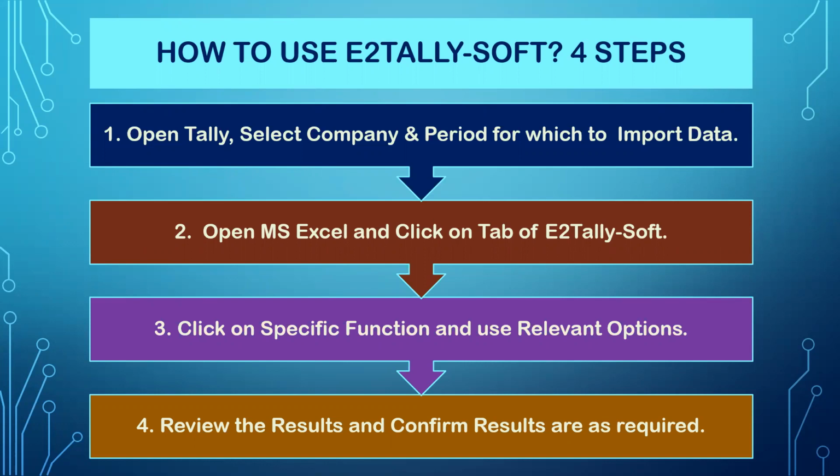So if you see here, you need to open Tally, select the company and the period for which you want to import the data, open MS Excel and click on the tab of the E2TallySoft. Depending on your purpose, whether you want to import the masters, import the vouchers, convert the vouchers or convert the masters, or map the vouchers and convert them, or export trial balance, you decide which is the function you want to perform. Based on that, you can select the specific function and use the relevant options. And once you get the result, you can review the result and confirm whether the results are as required.